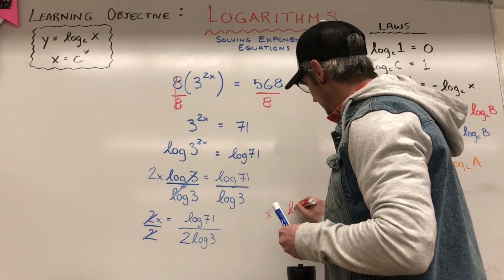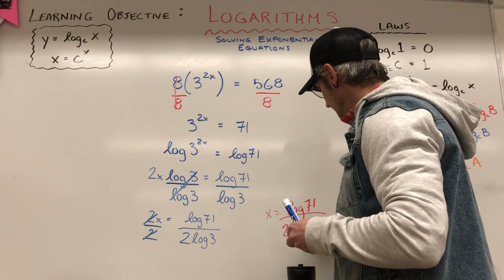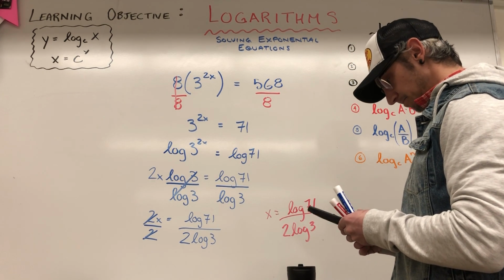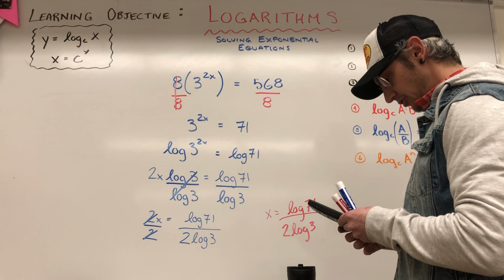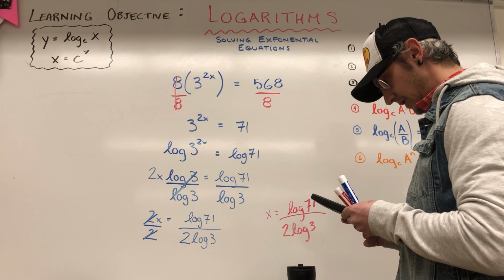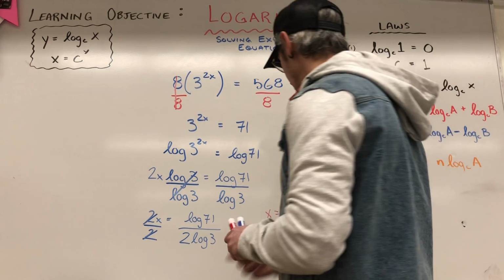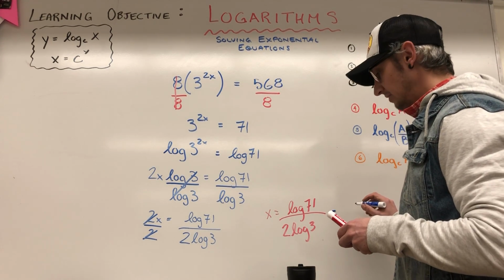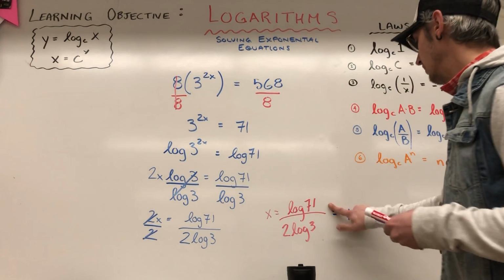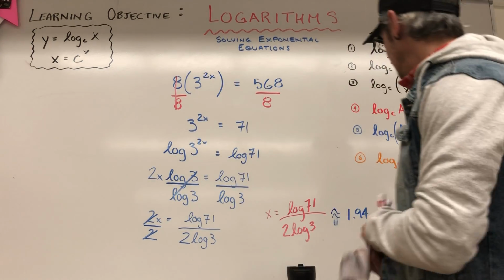x is equal to log 71, which is just a number, divided by 2 times log 3. I can put that into my calculator. Log 71 divided by 2 log 3 is 1.94. You have to be careful with brackets when you're putting this into your calculator. So just make sure you use enough brackets to isolate what's going on. So 1.94, approximately.